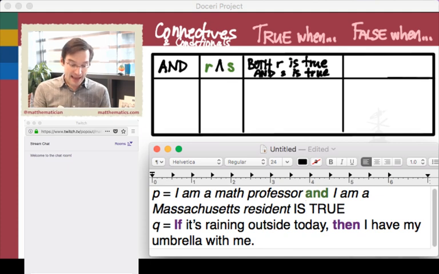So to prove an "and" statement false, it's sufficient to prove either that R is false or S is false.